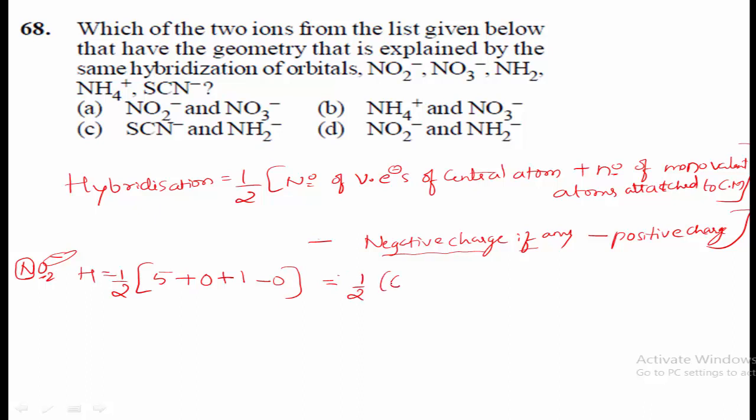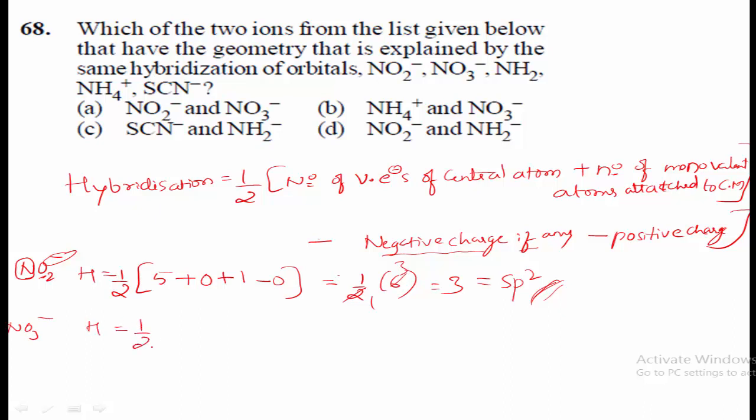Half into 6, 2 1s are 2, 3s are, so 3. If you get the 3, which hybridization is it? sp2. In one of the question papers, I have already explained how to find the hybridization, while solving the JEE questions. Then NO3 minus. So similarly, what will you get?